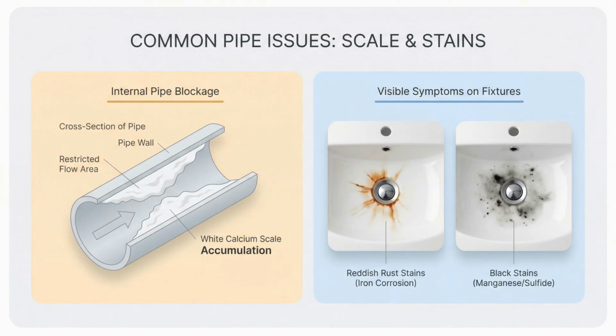Moving on to water quality, impurities can wreak havoc on plumbing. Hard water, which is full of calcium and magnesium, causes damaging scale buildup when heated. But minerals cause other issues too. Too much iron leaves red stains on fixtures, while excess manganese leaves distinct black stains. These visual clues tell a plumber exactly what kind of treatment the system needs.